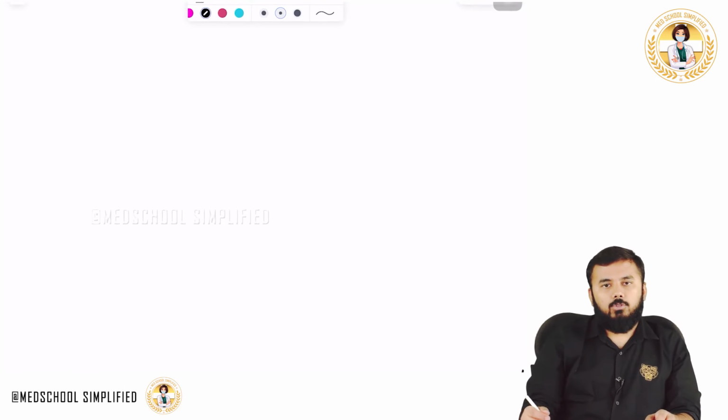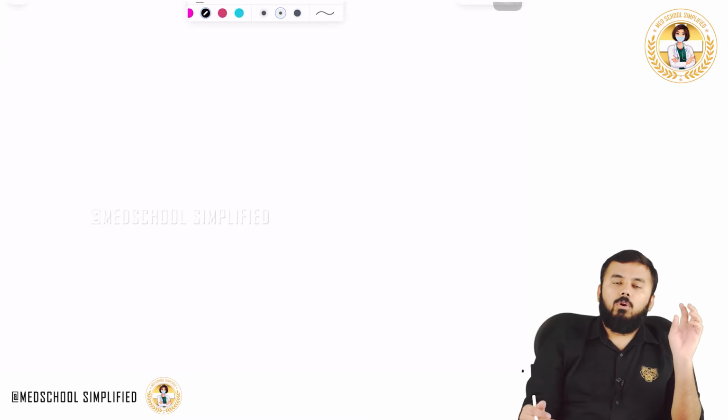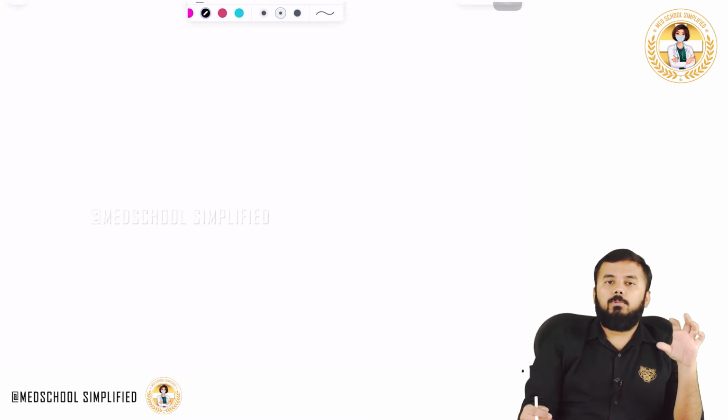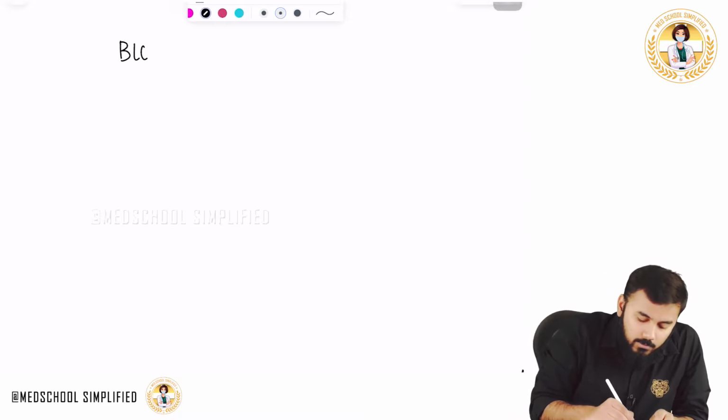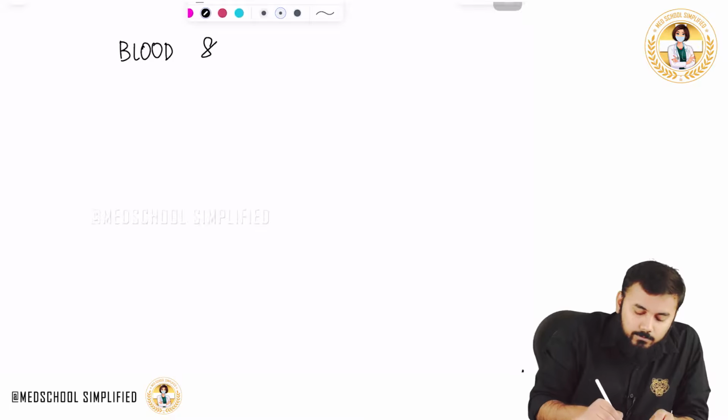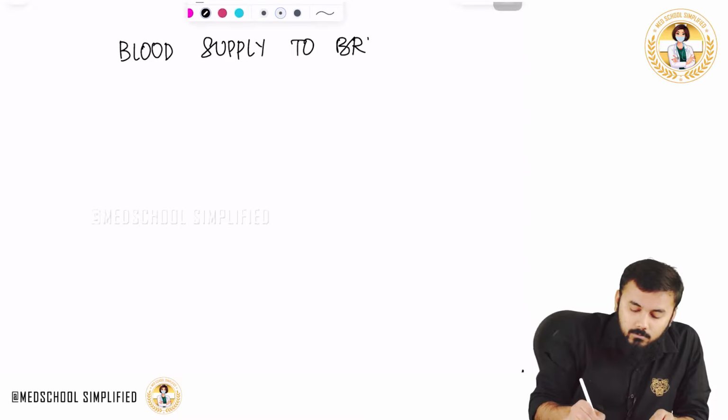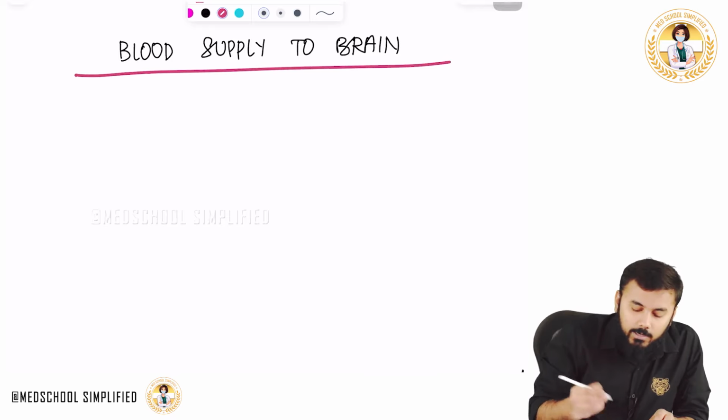Hello guys, so now we shall be discussing the Circle of Willis. Before we start on the Circle of Willis, first of all you have to know what the arteries are that give blood supply to the brain. So the topic of discussion would be blood supply to the brain. What are the different kinds of arteries that give the blood supply to your brain?